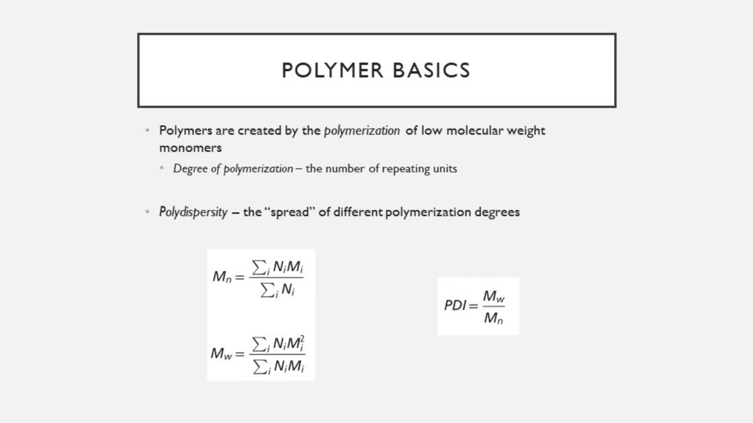Then, to get a sense of the distribution of molecular weights in a given sample, or the heterogeneity of your molecular weights, you can calculate what's called the polydispersity index, which is the spread of the different polymerization degrees. It's calculated using the weight average molecular weight divided by the number average molecular weight. Because the weight average is always going to be larger than the number average, the scale of this number goes from 1, indicating a completely uniform and homogeneous mixture of polymers that all have the same molecular weight, to potentially infinity if you have a large spread of molecular weights.